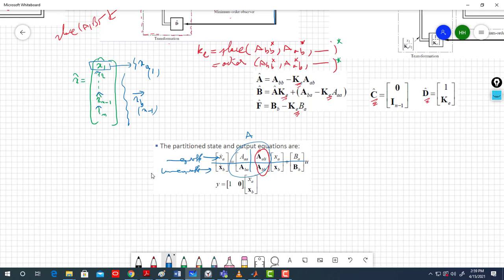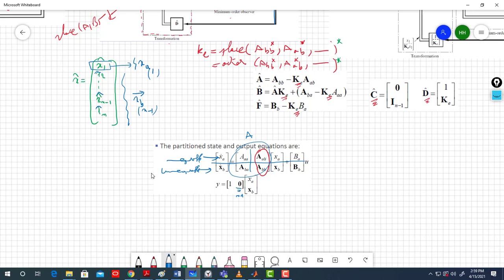Alright, my output is one of the measurable states. I'm simply taking my output as [0 1 ...], so that's why the 0 is in bold: an (n-1)-element row vector of zeros, and here is only one scalar, y equals xa. I'm taking my y as one of my states, which is a measurable state. Of course, y cannot be something else than a measurable state, or a combination of measurable states at that.